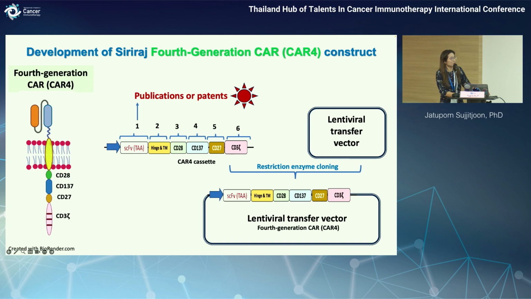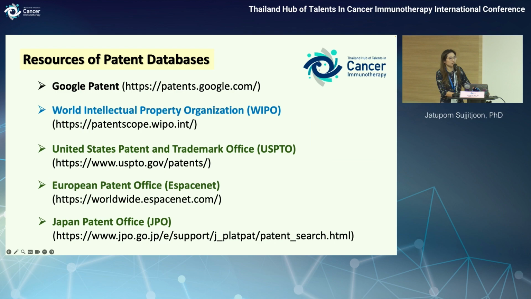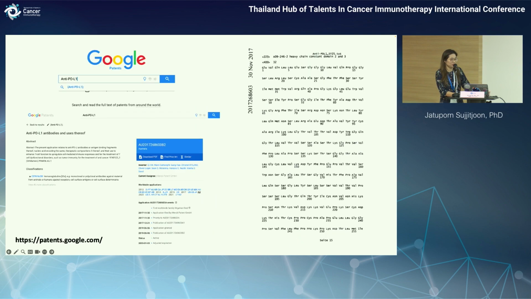we can get the sequences from the publication, but some papers describe the nucleotide sequence and amino acid sequence of that scFv. So sometimes we can retrieve the sequence from the patents that are available in several databases, such as Google Patents, which is a very easy way to retrieve the scFv. Other databases, for example, the World Intellectual Property Organization or WIPO, and other databases from Europe and Japan also.